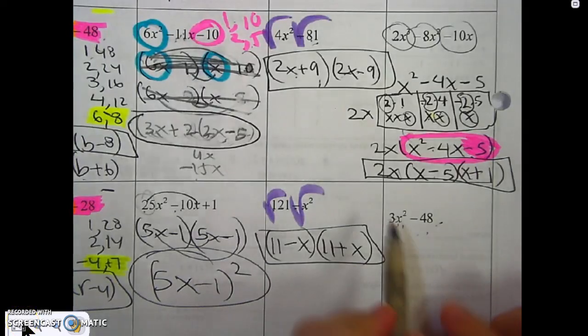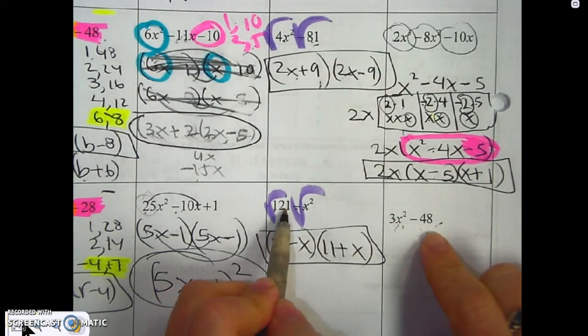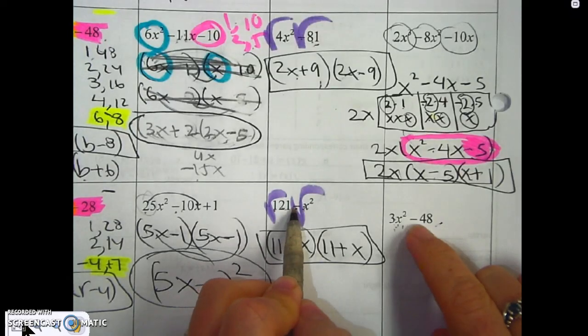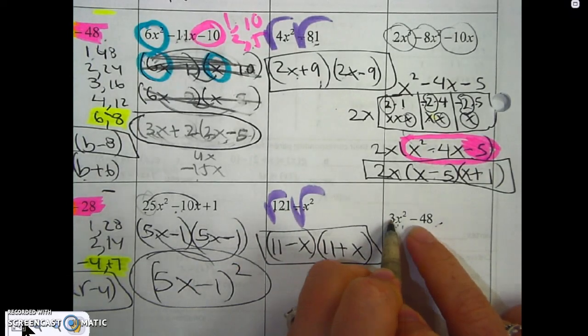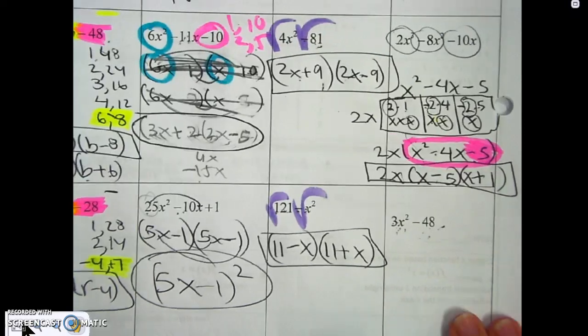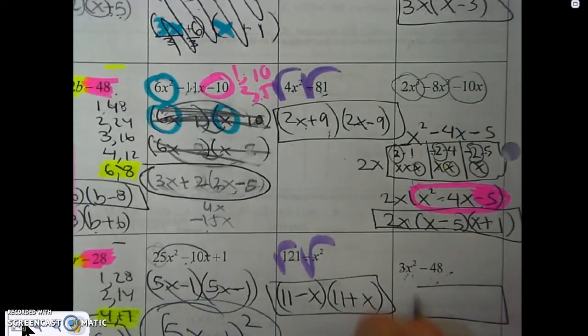All right, last problem. When I look here, it looks like this one. There's two of them, and there's a minus in the middle. But the problem is I can't square root 3 and I can't square root 48. So I need to look to see if they have something the same.